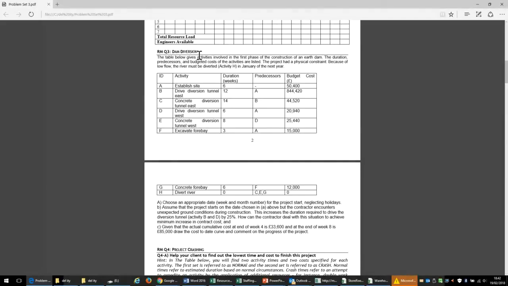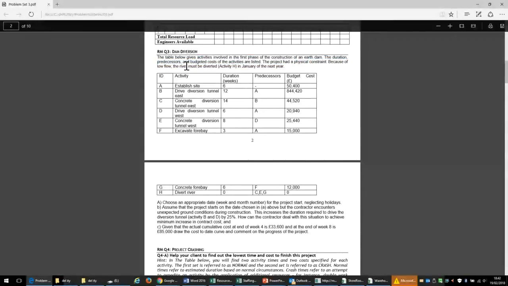In this project, the scenario was that the table below gives activities involved in the first phase of the construction of an earth dam. The duration, predecessors, and the budget cost of the activities are listed. The project has a physical constraint. Because of the low flow, the river must be diverted, which is the activity H, which is a milestone activity, in January of the next year. So let's assume we have to divert this river in January 2019. And the question was, when should we start work on this project?